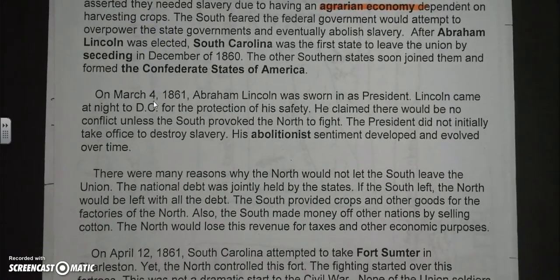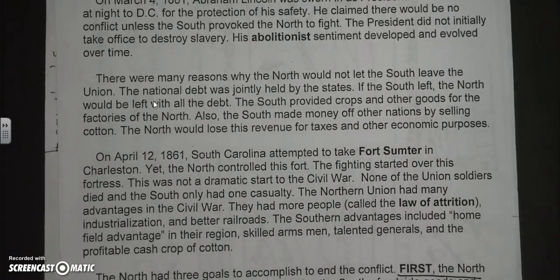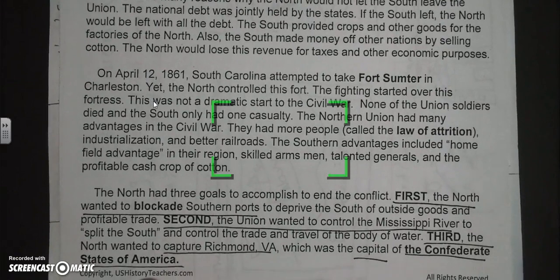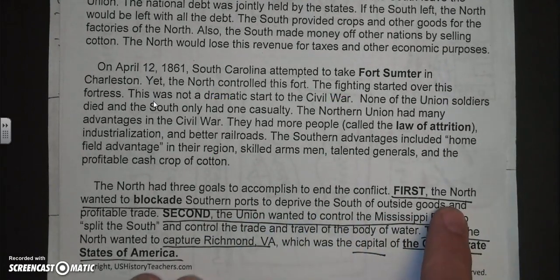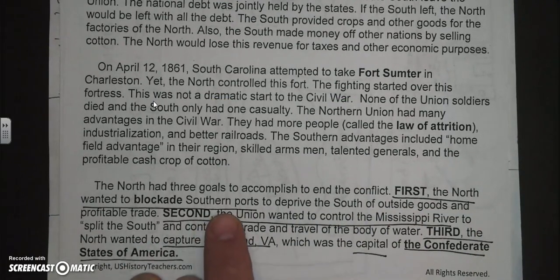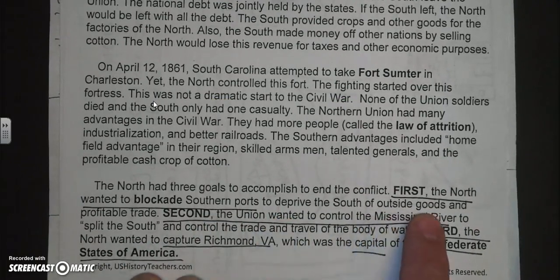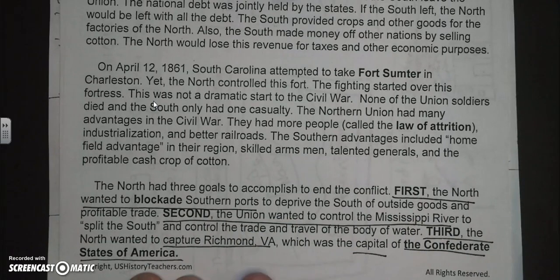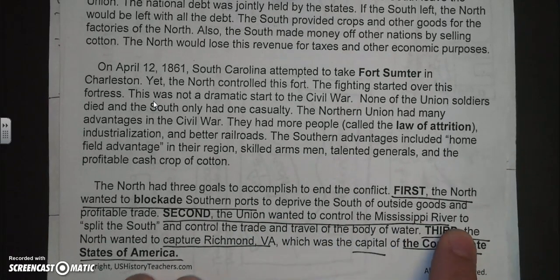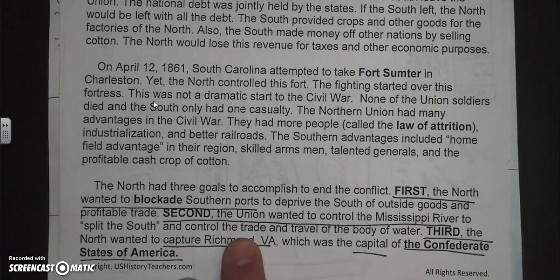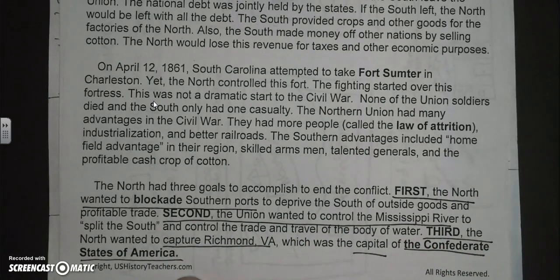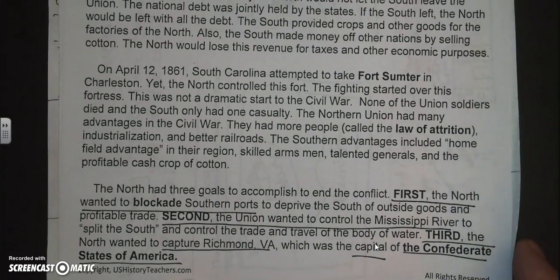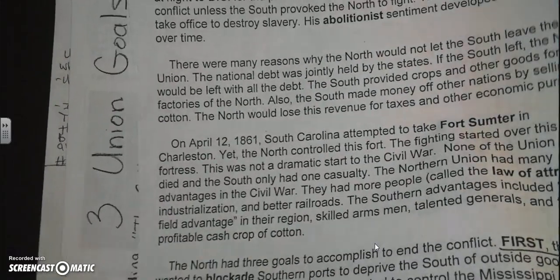The biggest thing that we needed to know from this was the North's 3 goals to win the war. They were: the North wanted to block Southern ports to deprive the South of outside goods. Second, the Union wanted to control the Mississippi River to split the South and control the trade and travel of the body of water. And third, the North wanted to capture Richmond, Virginia, which was the capital of the Confederate States of America.